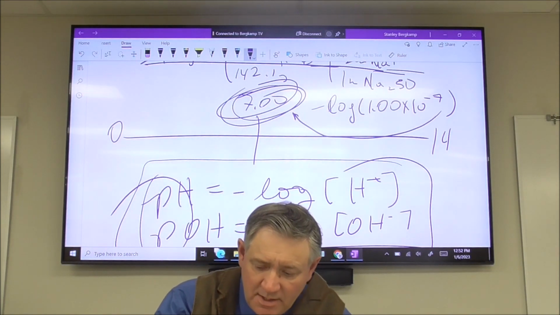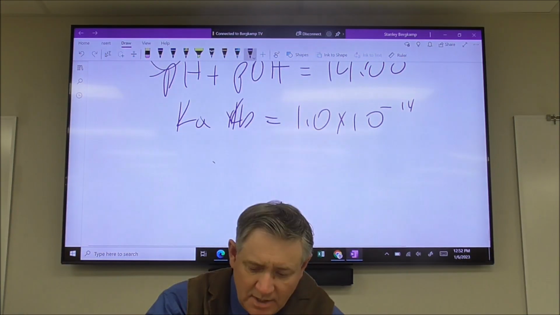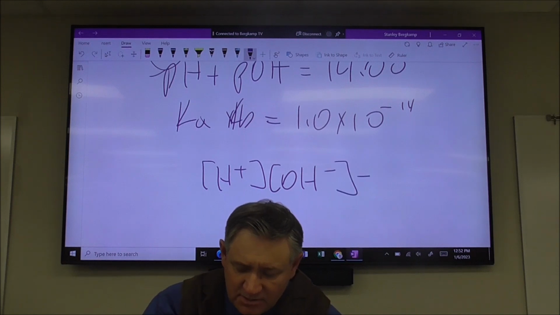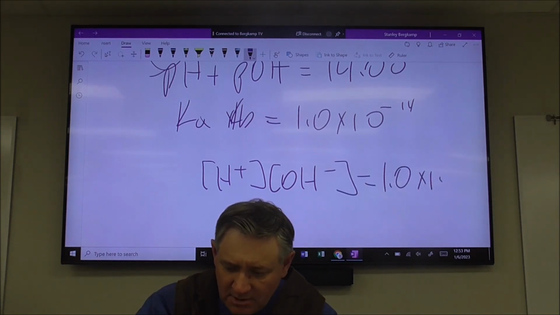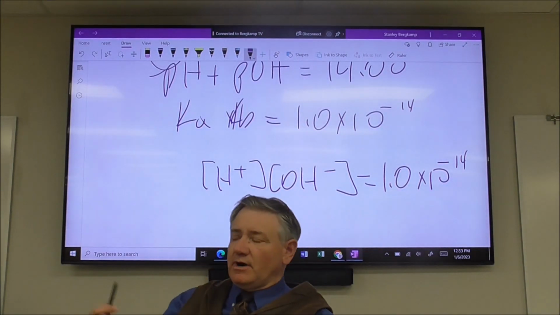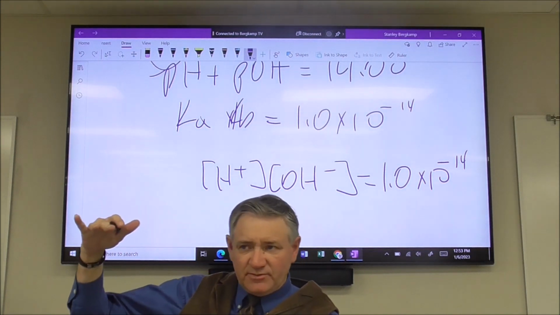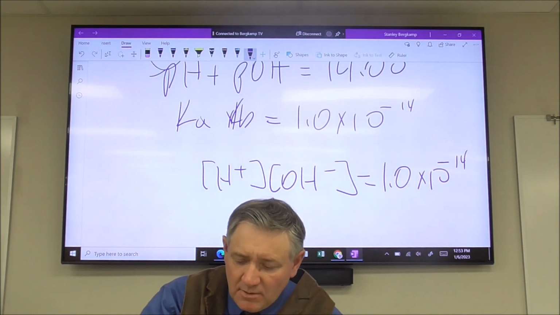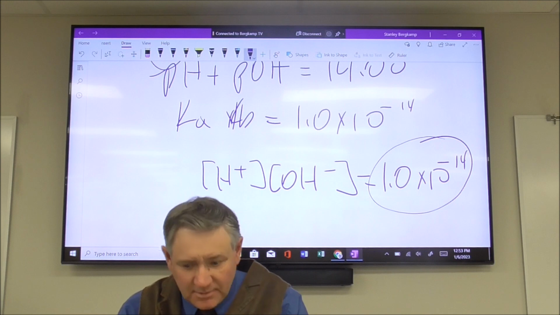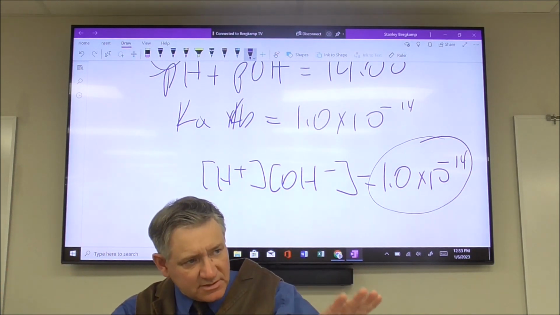So here's the other important thing: when you take your hydronium ion concentration times your hydroxide ion concentration, you get 1.0 times 10 to the negative 14. 1.0 times 10 to the negative 14 is what's known as the autoionization constant of water. And it's specific at a certain temperature of 25 degrees Celsius. So unless you're told anything different, you always assume that those two numbers multiplied together equal 1.0 times 10 to the negative 14.